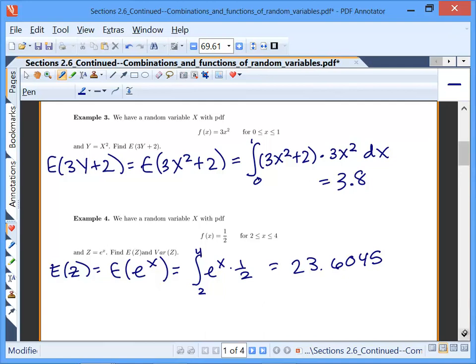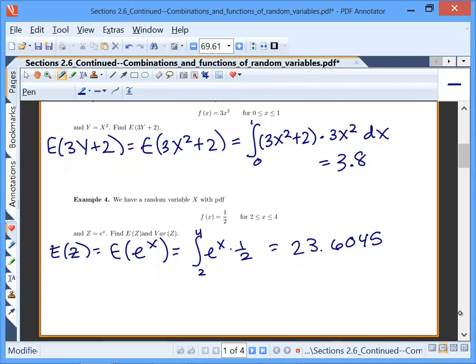What are your thoughts on how you could find the variance of z? Well, we know the formula. We know that if we find the expected value of z squared, then from the expected value of z squared and expected value of z, we can find our variance. So what would z squared look like if you try to translate it back into x's? So e to the x squared, which simplifies to e to the 2x.